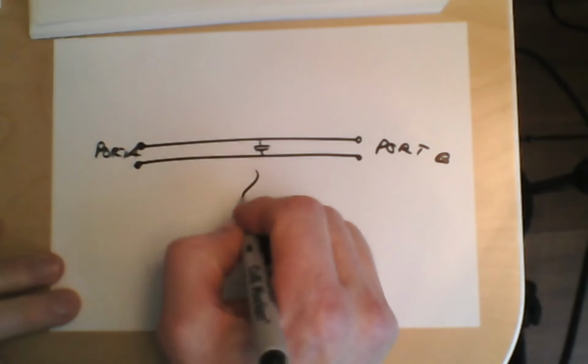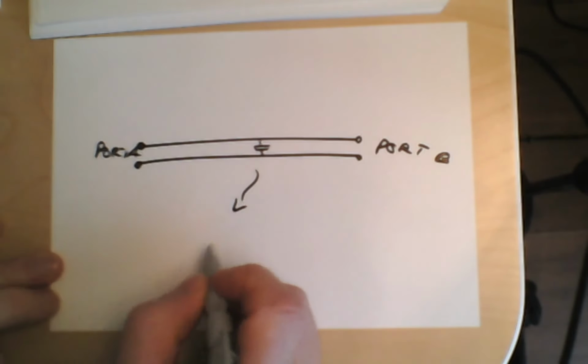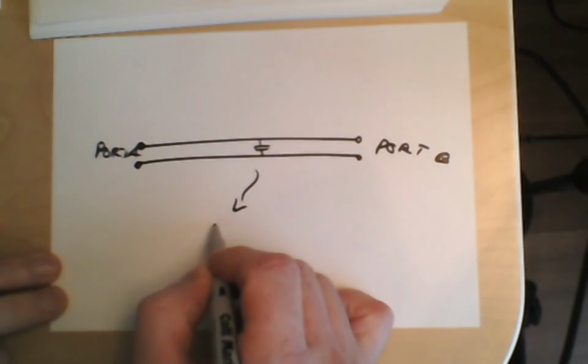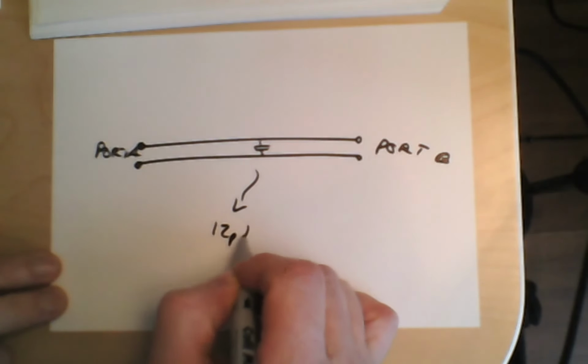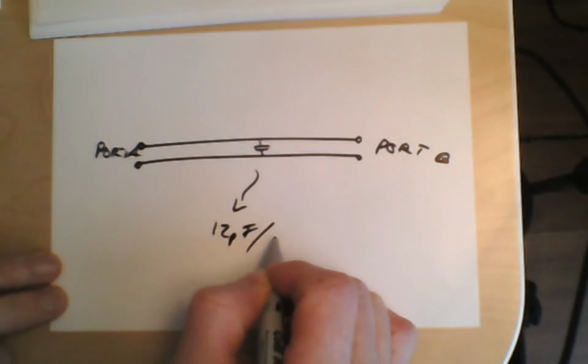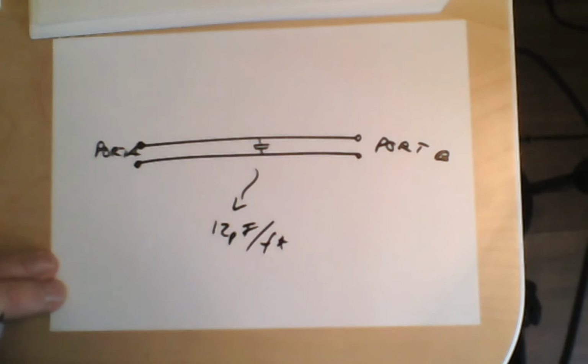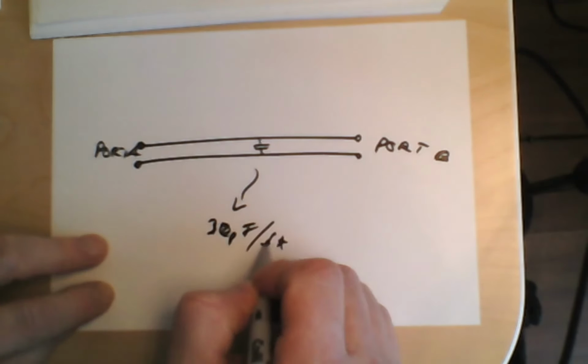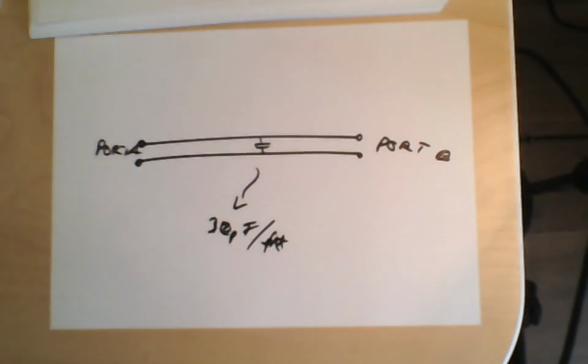So usually these typical values, I think it was something like 12 picofarads per foot. Yeah, I know I should use meters. So it's 30 picofarads per meter, something like that. Sounds just about right, or 50 picofarads per meter.